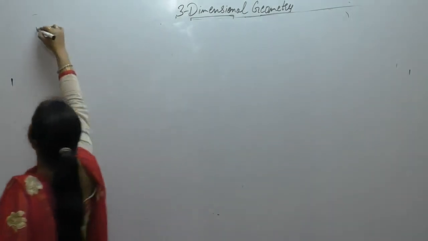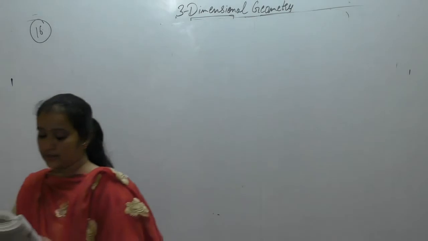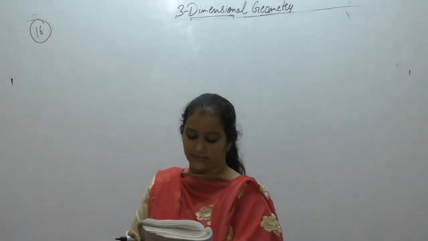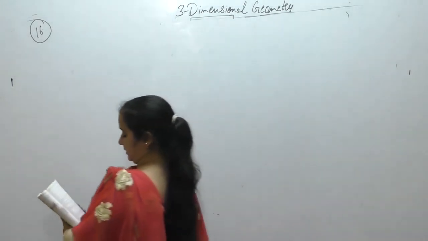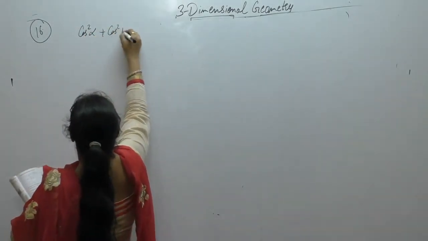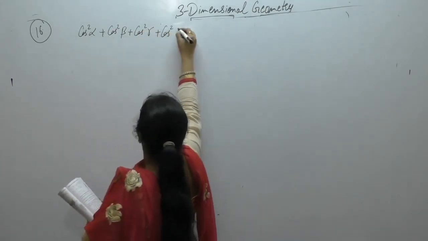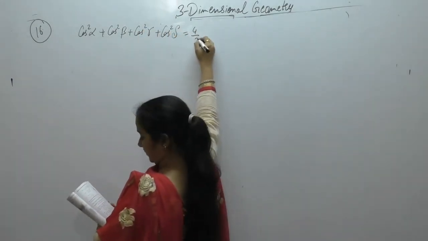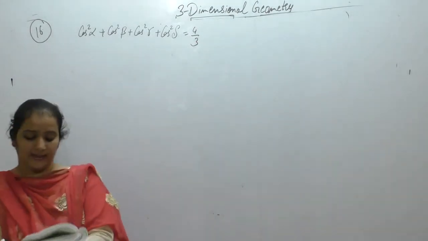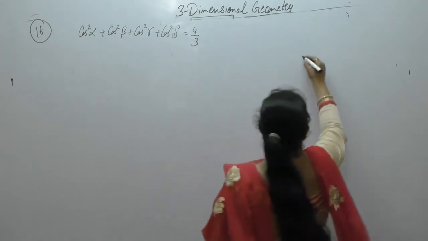Now the next one. A line makes angles alpha, beta, gamma and delta with the 4 diagonals of a cube. Prove that cos square alpha plus cos square beta plus cos square gamma plus cos square delta is 4/3. Let a be the length of the edge of the cube and one corner be at the origin.